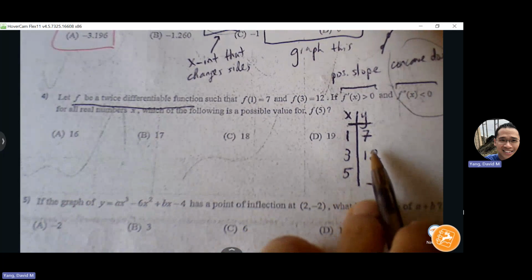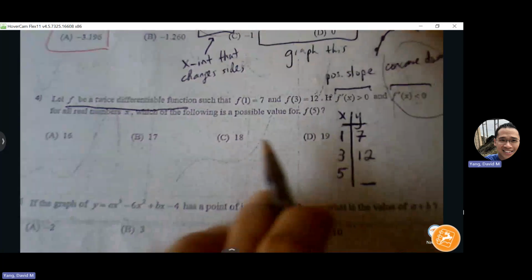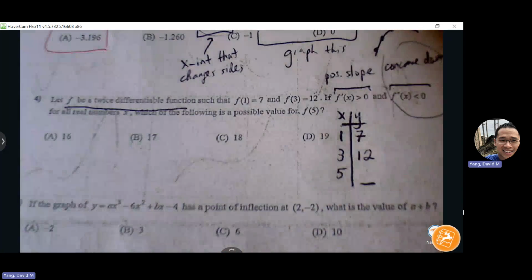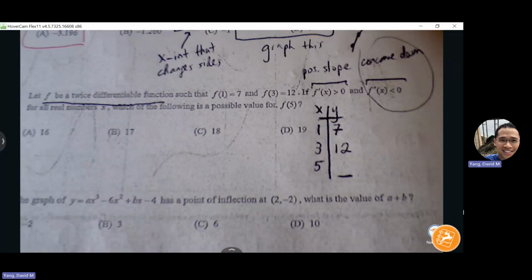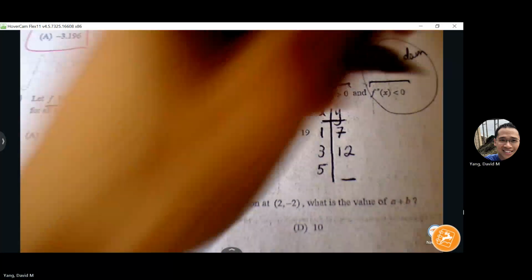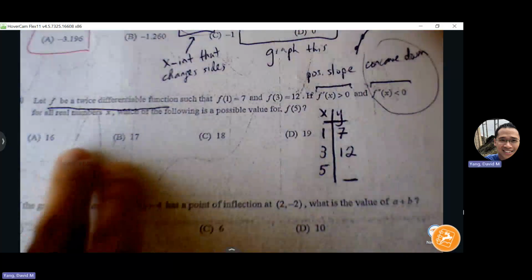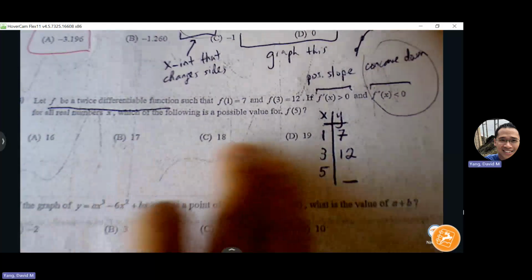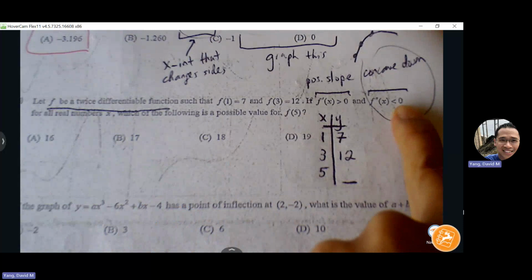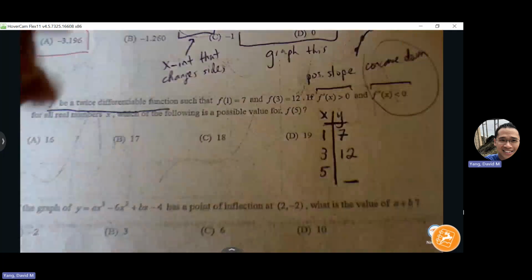So (1, 7), (3, 12). But we want the slope to be becoming less steep. Okay. So any of these numbers will produce a positive slope. That's not the issue. The issue is what's going to create a slope pattern where it's becoming less steep. Okay.